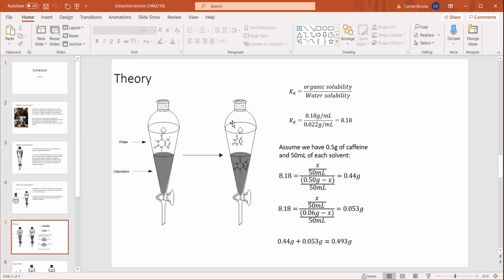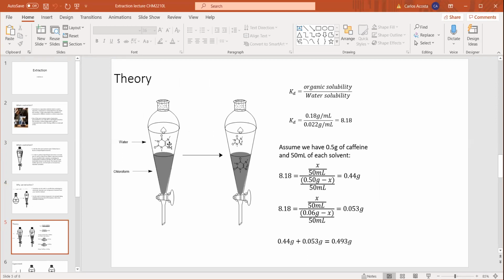So the theory behind extraction. I kind of stated the theory before. You just want to use a second solvent where your compound of interest is soluble, but your impurities are not. But how does this happen? Let's take a look at this.